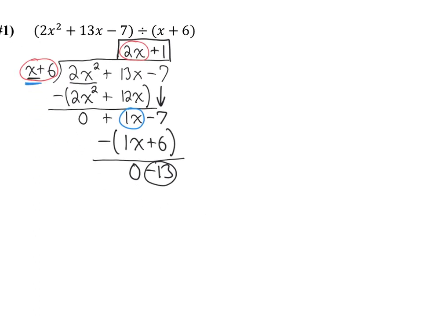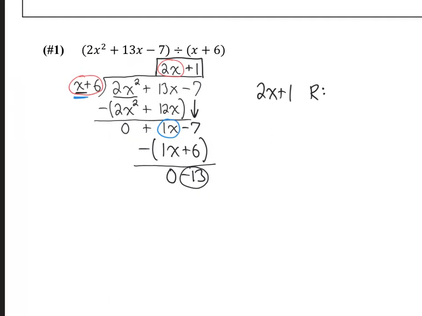So the way we write this is we write 2x plus 1, and we write a remainder of, remember we take the remainder and we divide by the divisor over here. Let's use a different color actually. We're going to take the remainder and we're going to divide by the x plus 6. So that's going to be negative 13 divided by x plus 6.